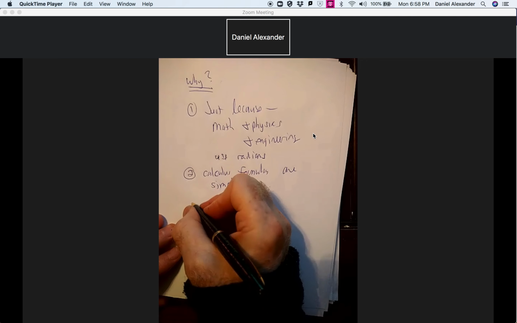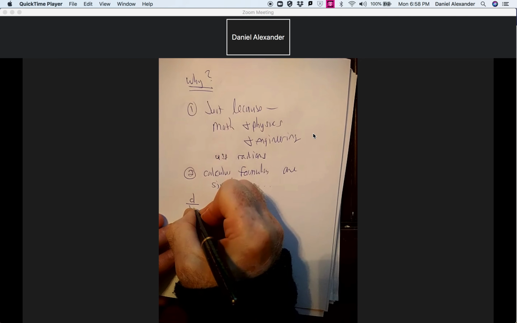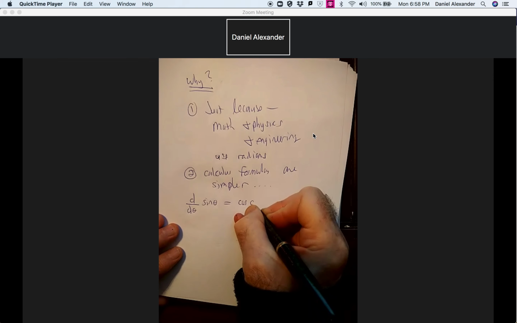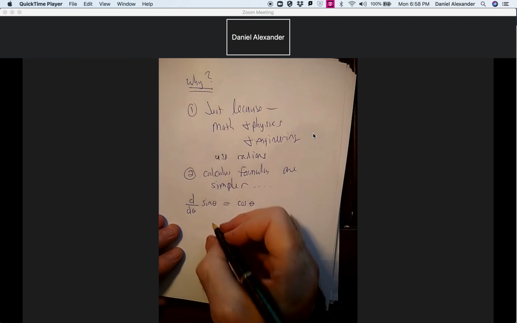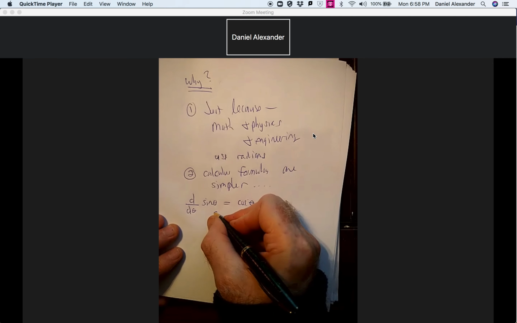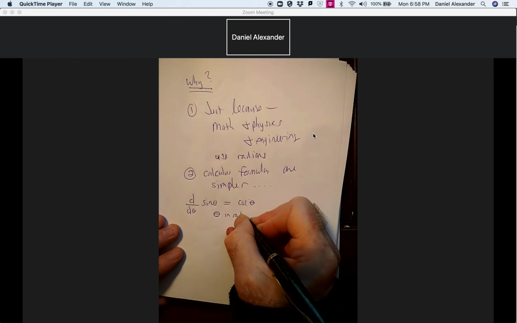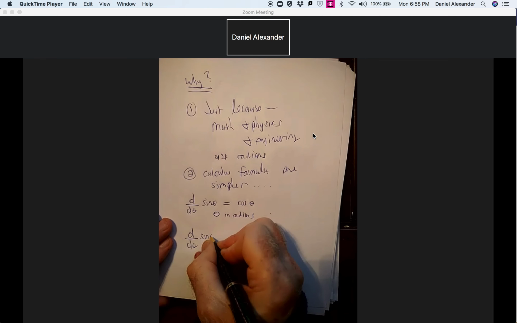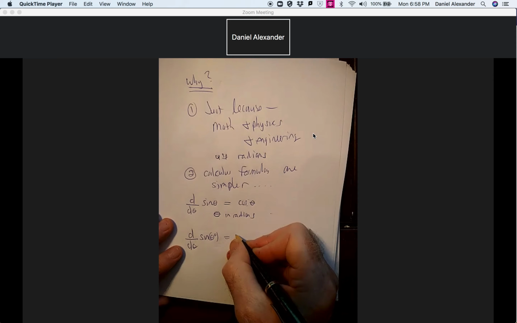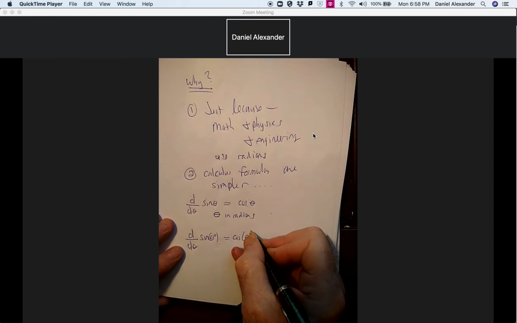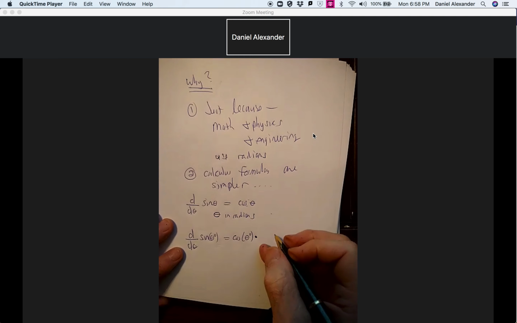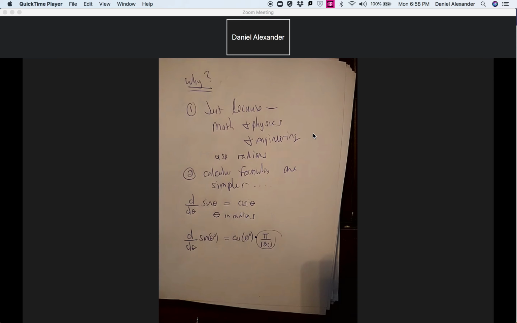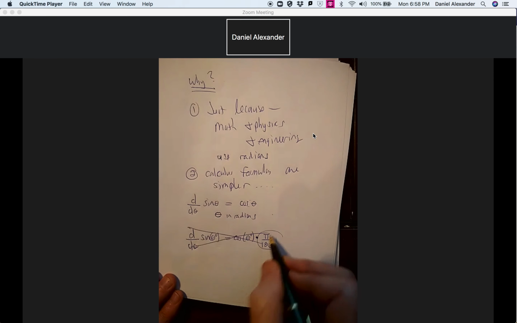So, for example, we have this thing called the derivative in calculus. And if I take the derivative of the sine, it's equal to something called the cosine. You're going to learn pretty soon about sines and cosines. That formula is true if we measure theta in radians. If instead we use degrees, we have this factor that comes along. So this formula is easier. I think that's really the main reason.